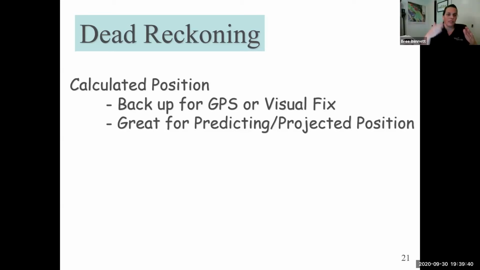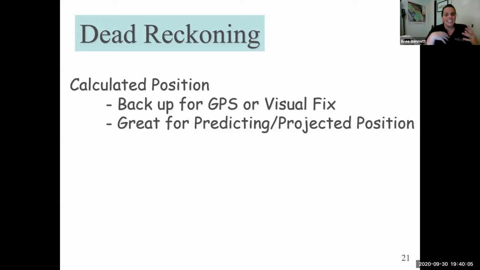Some electronic navigation systems will do this DR if they lose satellite or some sort of connection. It starts giving you a DR, and it might flash that calculated or DR across the screen of what it thinks you were doing from your past history.